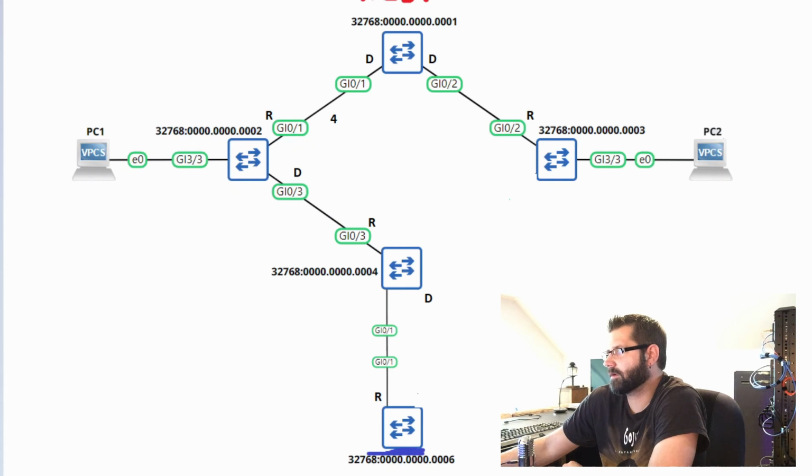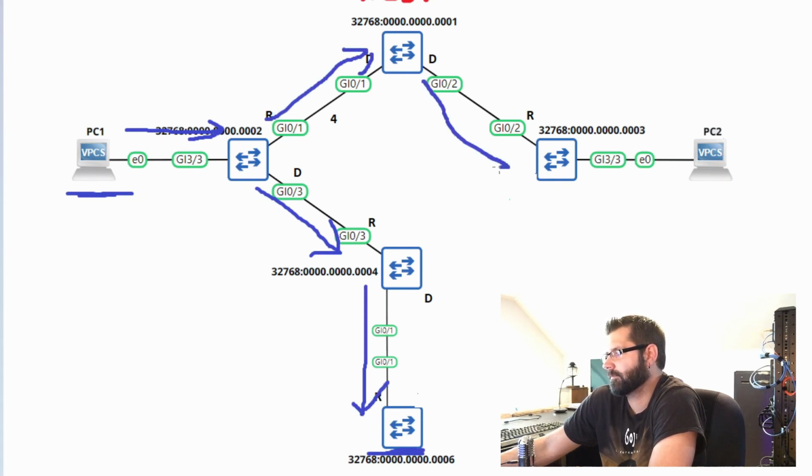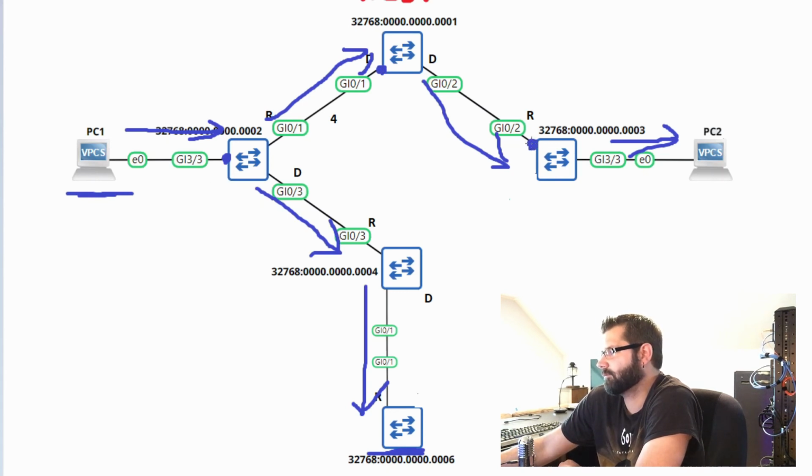So if PC1 now wanted to communicate with PC2, since it's framed to this switch right here, say the switch didn't know the MAC address, it'll send it here. Send it here, it's going to go nowhere. Send it up here, down here, and to PC2. Boom. So these switches learn the MAC address of PC1 when that frame was sent, because this switch will learn the MAC address of PC1 on gig 3/3. This switch will learn the MAC address of PC1 on gig 0/0. This switch will learn the MAC address of PC1 on gig 0/2.